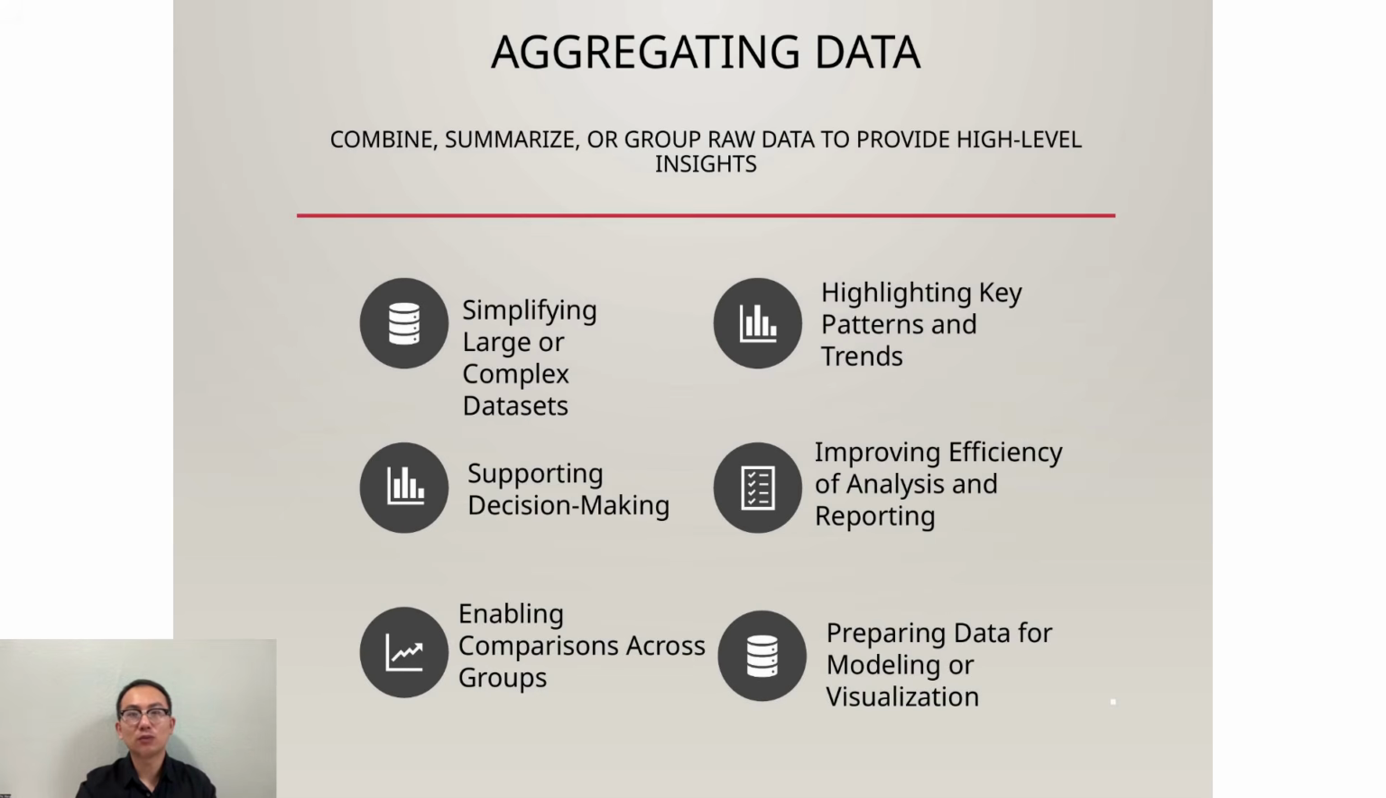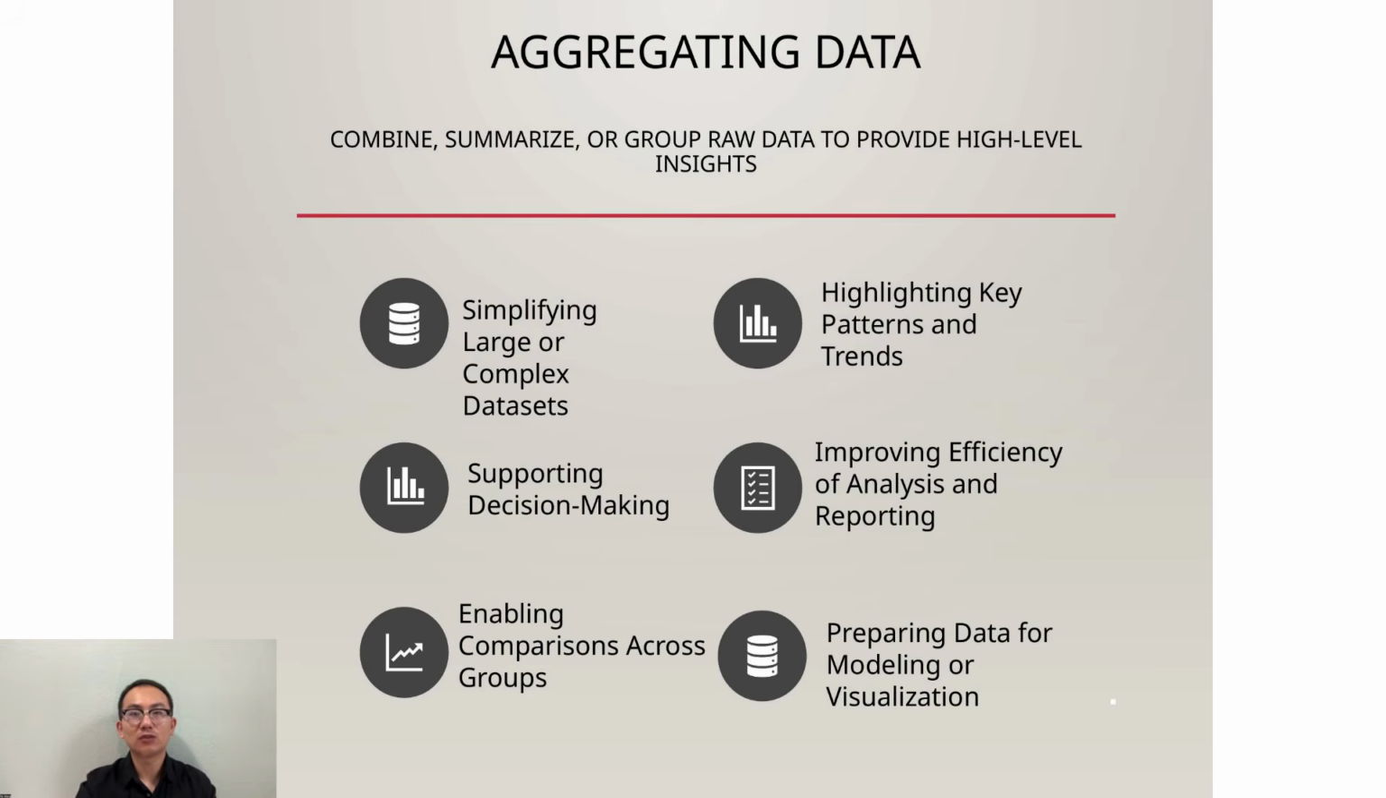It's also super useful for decision making. Executives usually want quick metrics like total sales or average customer satisfaction, not a giant spreadsheet. Aggregated data makes it faster and easier to generate reports or dashboards. Another benefit: it improves performance. Summarizing the data cuts down the amount of information your tools need to process, which is important for real-time analysis. For instance, showing total inventory by product category instead of listing every single item.